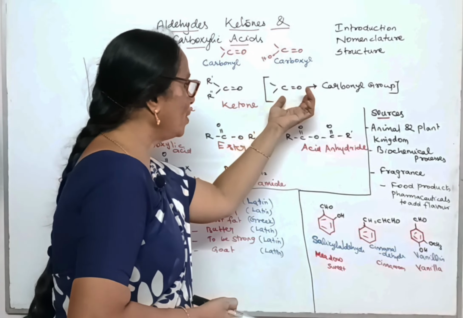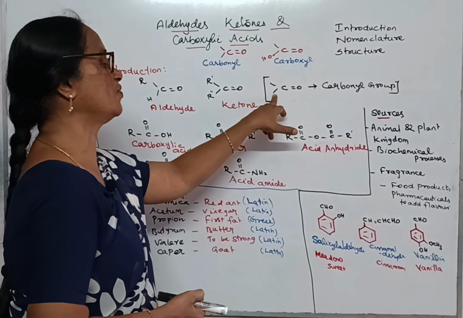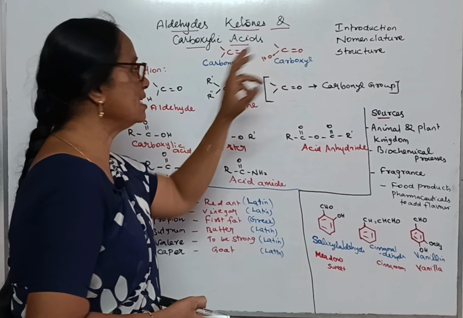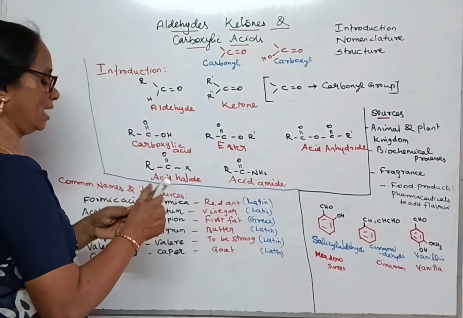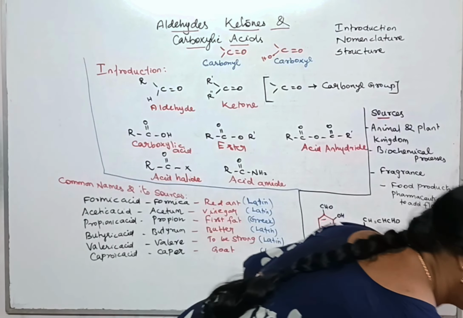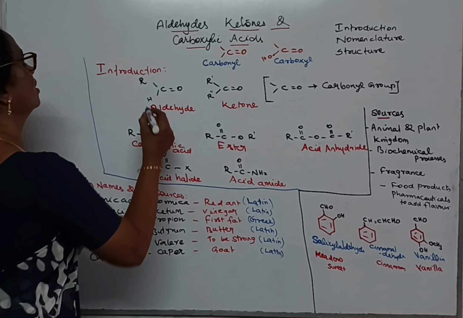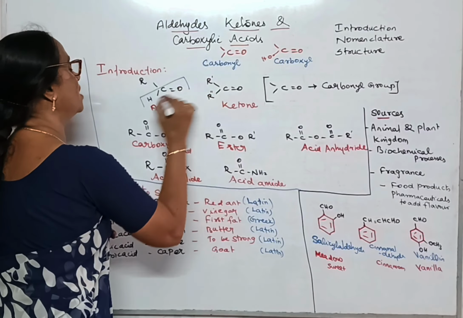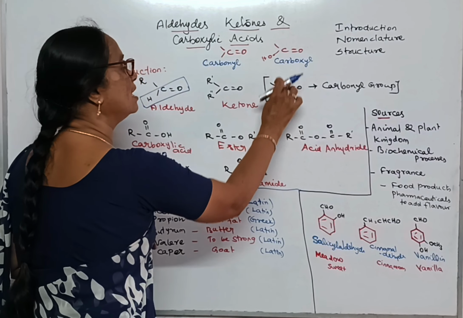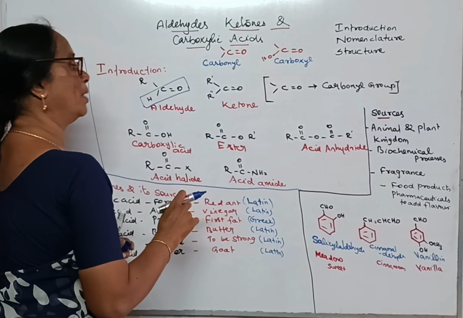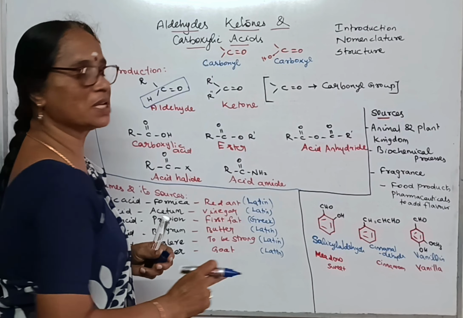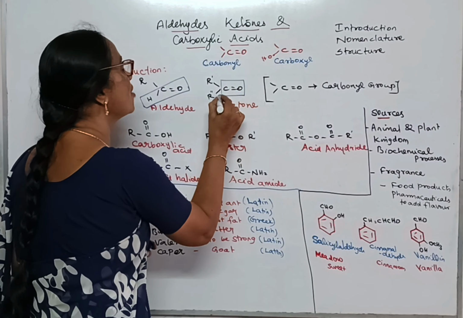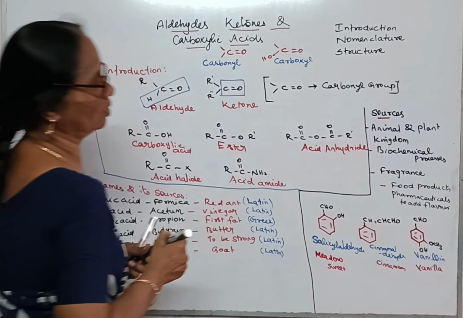Suppose in this carbonyl group, one of the valencies is satisfied by hydrogen and the other by an alkyl group, then it is termed an aldehyde. So the functional group of aldehyde is CHO. And when both of the valencies of the carbon are satisfied by either similar alkyl groups or different alkyl groups, that makes the other class of carbonyl compounds, ketone.